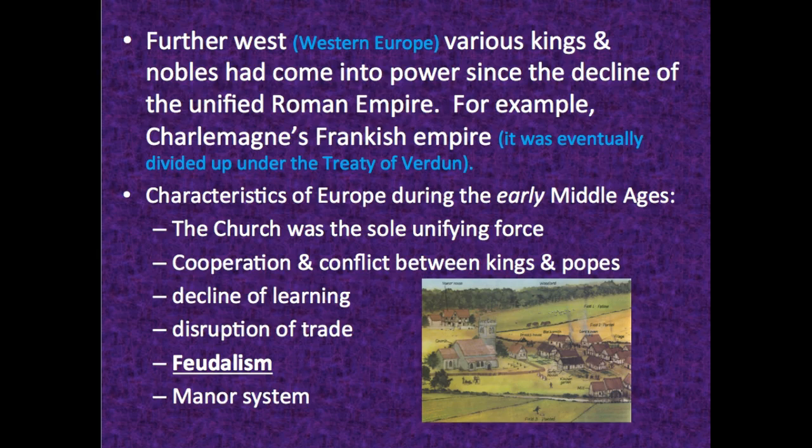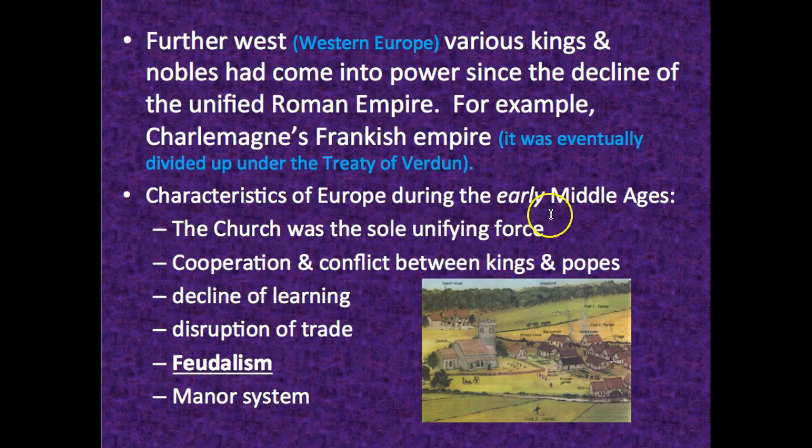Further west, in Western Europe, various kings and nobles came into power, and power had been shifting since the decline of the unified Roman Empire. For example, Charlemagne's Frankish Empire was eventually divided into three different areas under the Treaty of Verdun. Charlemagne was crowned emperor in 800 on Christmas Day.